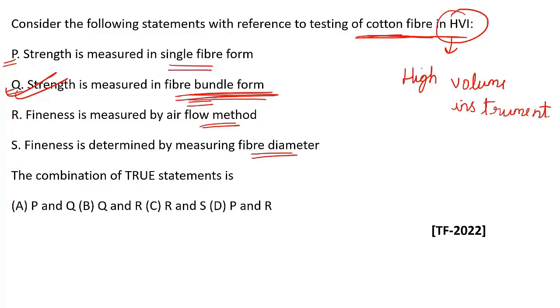And how is fiber fineness measured? Fiber fineness is measured by the airflow method. In this method, it is expressed as a micronaire value, and it is used for determining fiber fineness using the airflow method. So options Q and R are true.